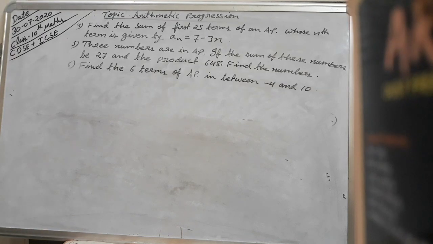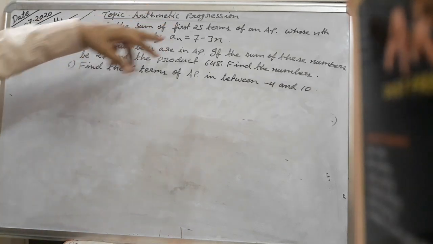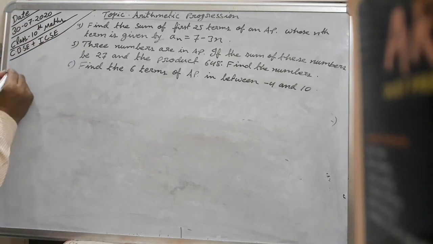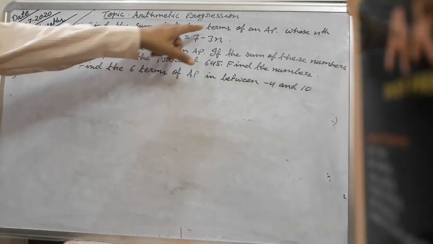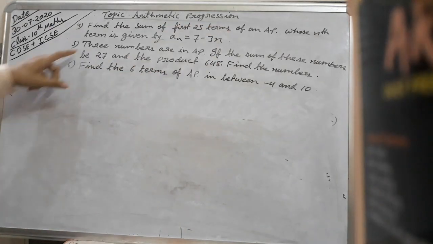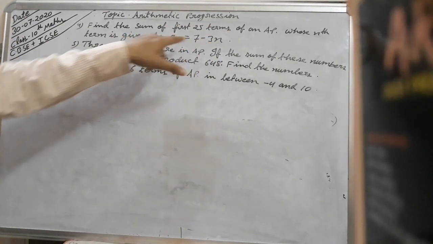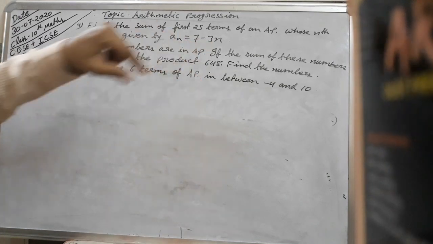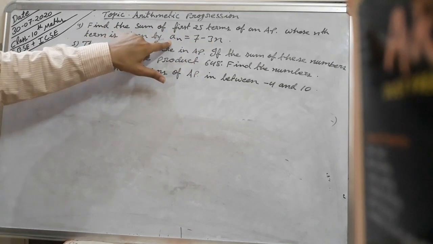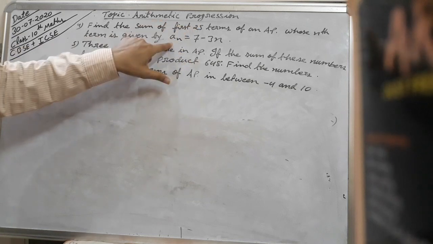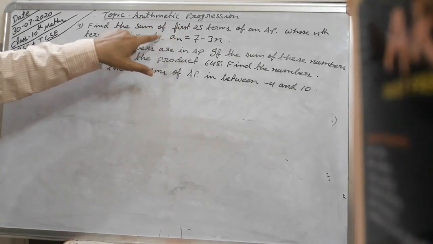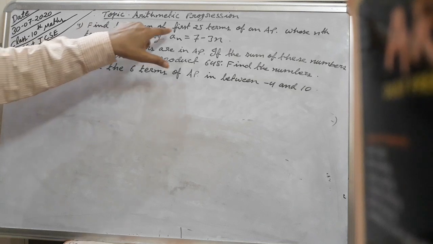Next question we will solve under Arithmetic Progression, the fourth one. Find the sum of the first 25 terms of an AP whose nth term is given by an is equal to 7 minus 3n. With the help of this nth term, you can find the first term, the 25th term, and finally you get the sum of first 25 terms.